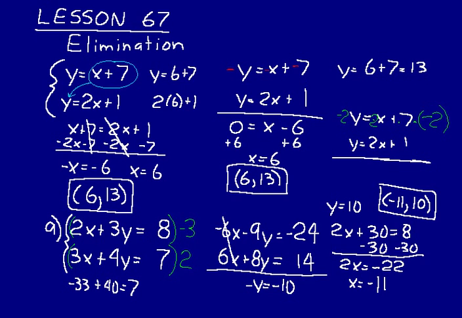Doesn't matter, we could have multiplied the top one by a positive 3 and the bottom by a negative 2, but that's just what we decided to do. So when you do these elimination problems, you have some choices to make on how you're going to solve the problem. In the end, the only thing that matters is that you have the right answer.